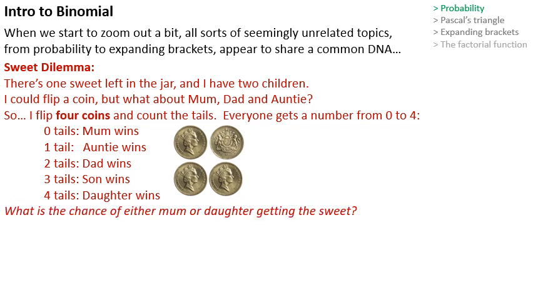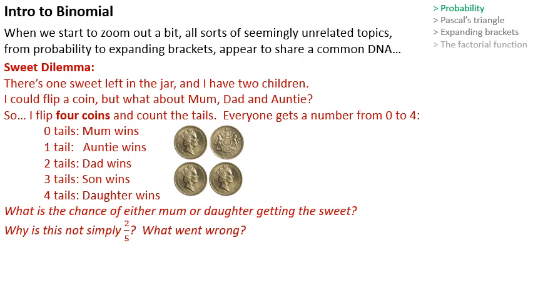However, if you look into this a little more closely, you might find there's a little bit of unfairness in here. See if you can calculate how likely it is that either mum or daughter wins the sweet, and then see what you notice. Pause the video and do some calculations with this. Think through it carefully. Think about what you already know about probability that can help you with this particular question.